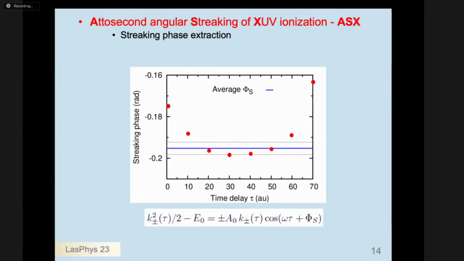So we have to derive the streaking phase for every single tau value. We cannot use the whole set. By doing so, we lose considerably in accuracy. This dotted line shows the accuracy. If we use the whole set of tau values individually, we get quite significant deviation from this mean value, but this deviation is still tolerable. It's probably not more than 10%. It's a sufficiently good accuracy.